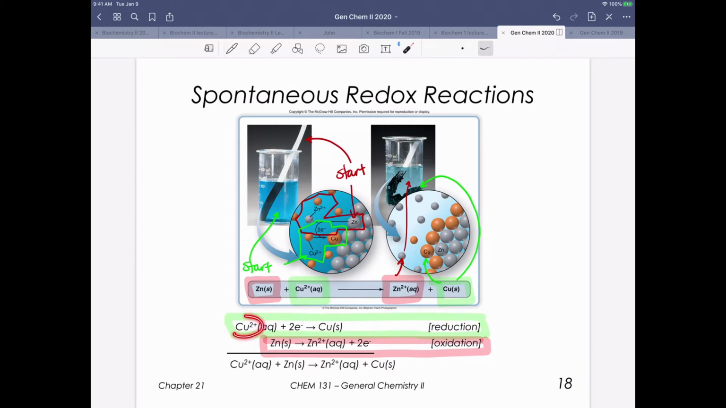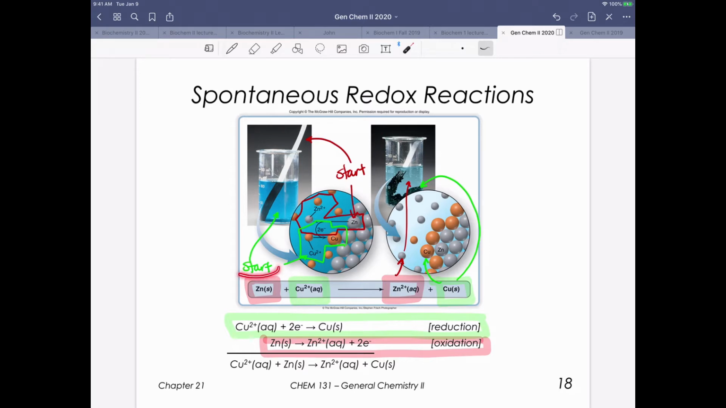So what we have here is ionic copper, copper 2 plus ions. That's why the solution is blue. Copper ions are actually blue in color. So we're going to have these copper ions gaining electrons to become elemental copper. Okay, so that's everything that's shown in green here.